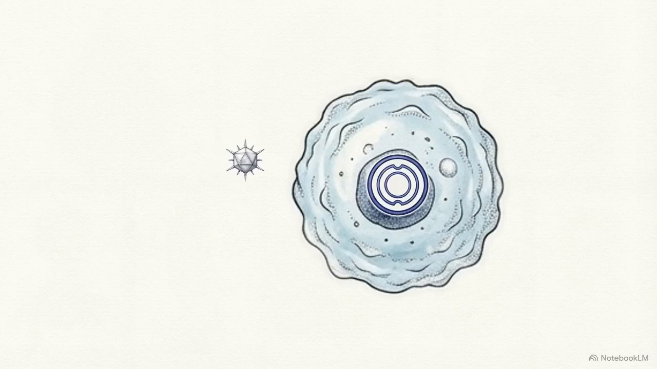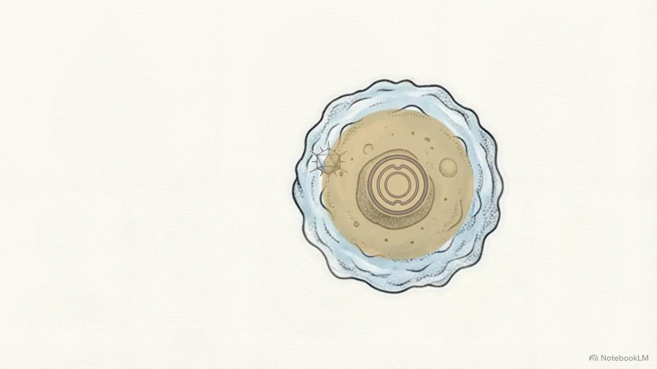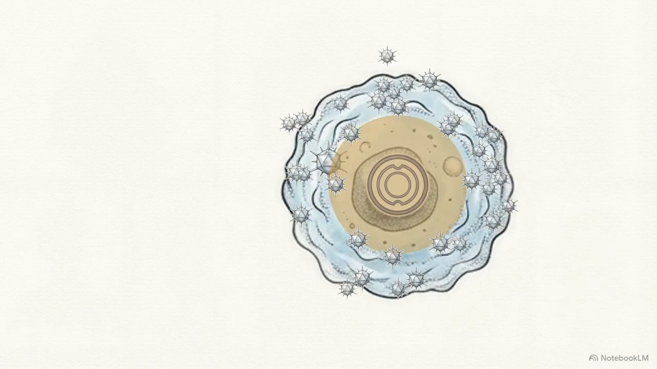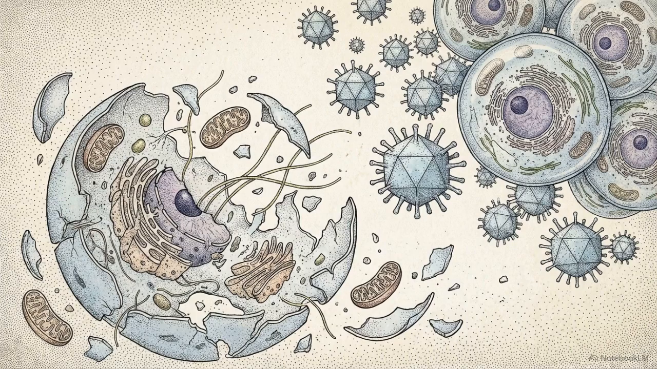It docks onto the cell's outer membrane, forces its way inside, and injects its own genetic code. It immediately hijacks the host's internal factory, overriding the cell's original instructions and forcing it to manufacture nothing but copies of the virus. Once the cell is filled to capacity with newly assembled viral particles, they rupture the cell membrane. The host is destroyed, and the new viruses drift outward, ready to dock on to the next healthy cell.